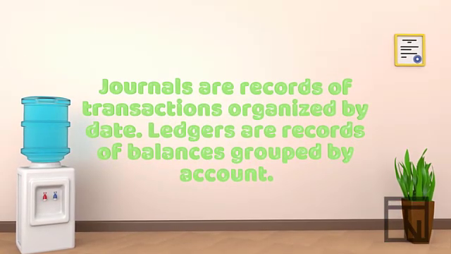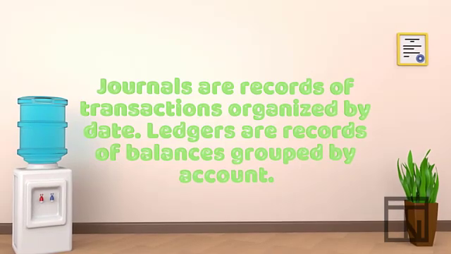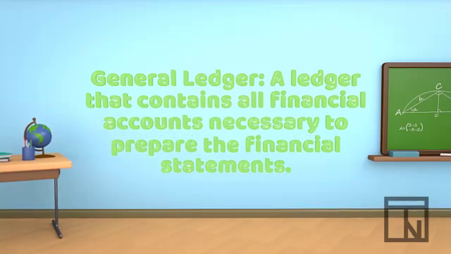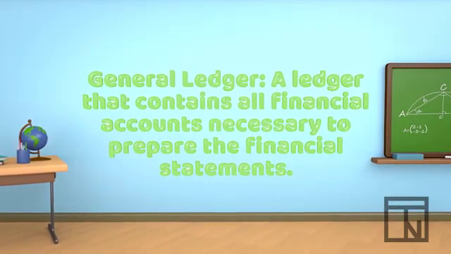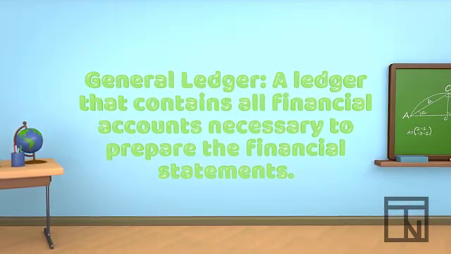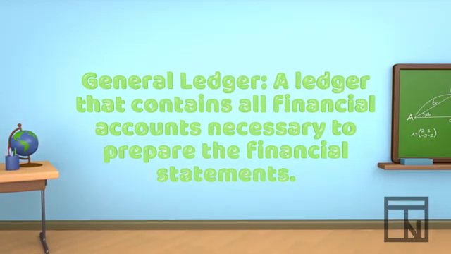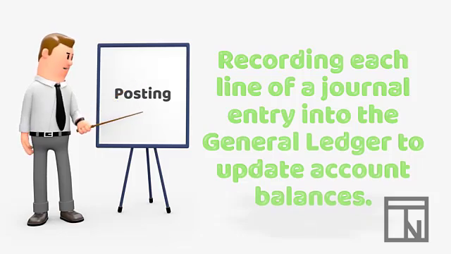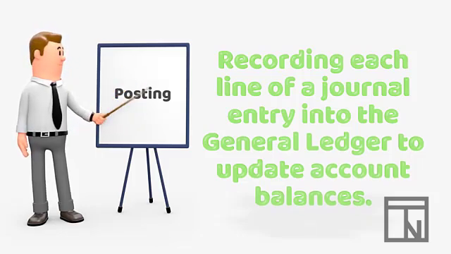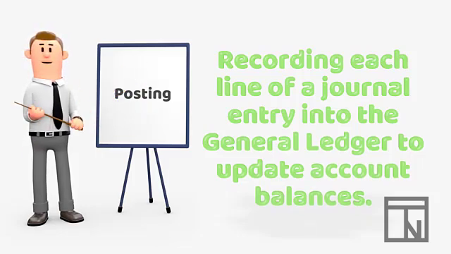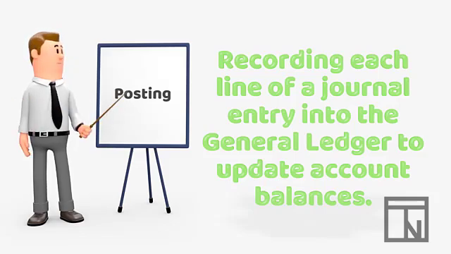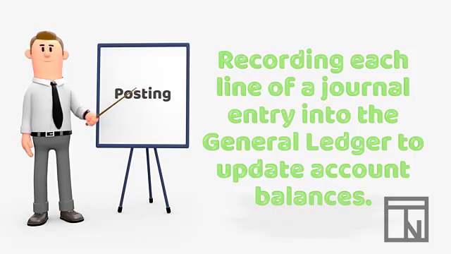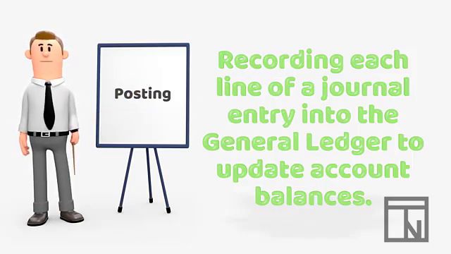Where journals are records of transactions organized by date, a ledger is a record of balances grouped by account. The most common ledger is a general ledger. This is a ledger that contains all financial accounts that are needed to prepare the financial statements for the organization. Whenever a transaction is recorded in the general journal, the next step in the accounting cycle is to record each line of that journal entry in the general ledger so that the account balances can be updated. This process of recording into the general ledger is known as posting.